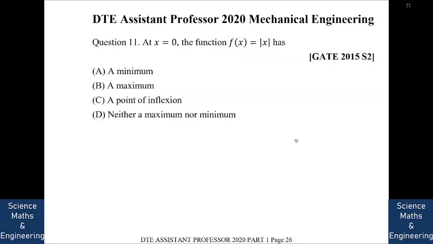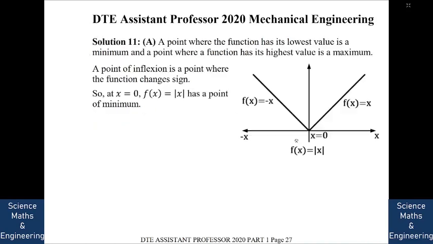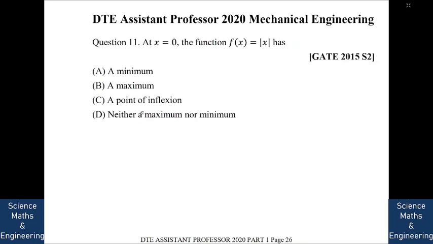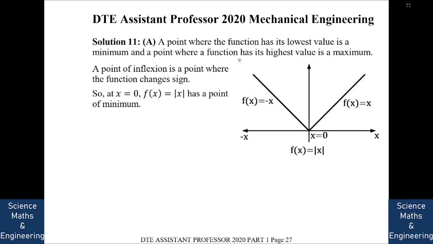So next, at x equal to 0, the function f(x) is equal to mod of x has? The answer is, it is a minimum. So see, a point where the function has its lowest value is a minimum, and a point where the function has its highest value is a maximum, that we all know. Now what is the point of inflection? It is a point where the function changes its sign. Now here the function does not change its sign. So here it is a point of minimum, and this I have also shown in this graph.